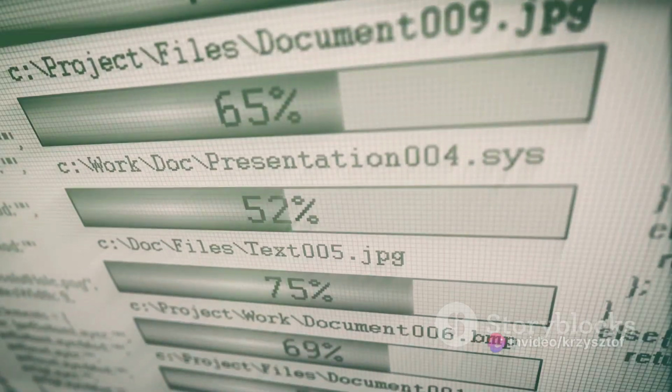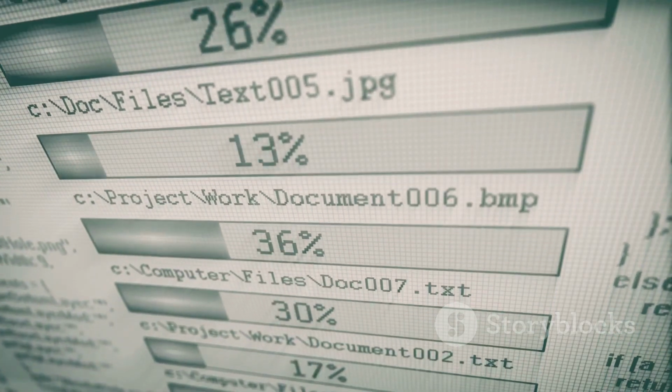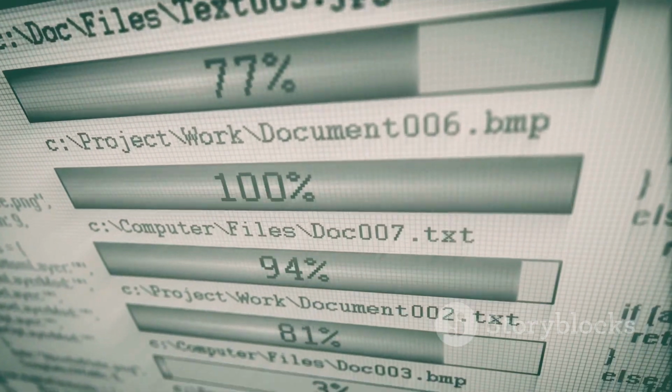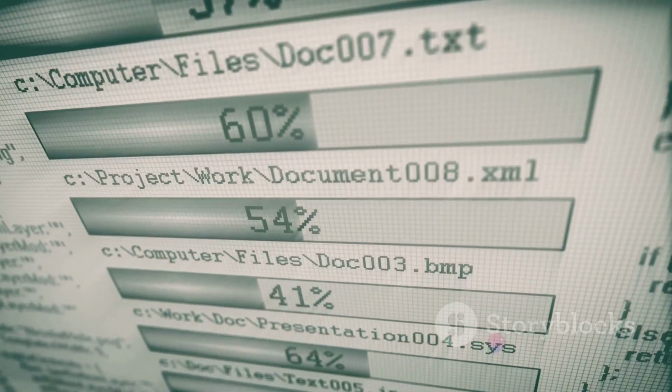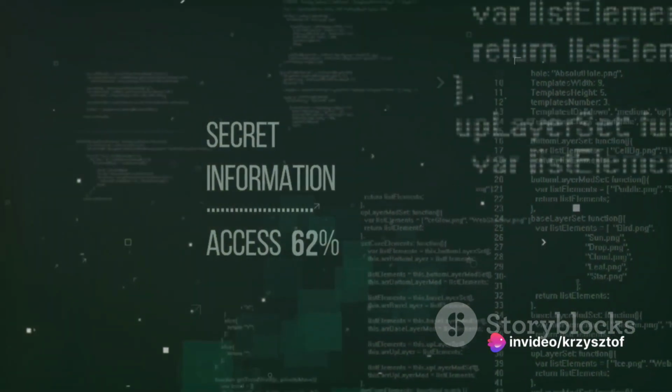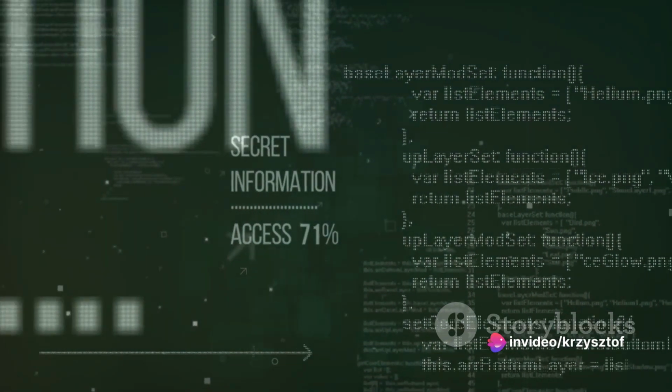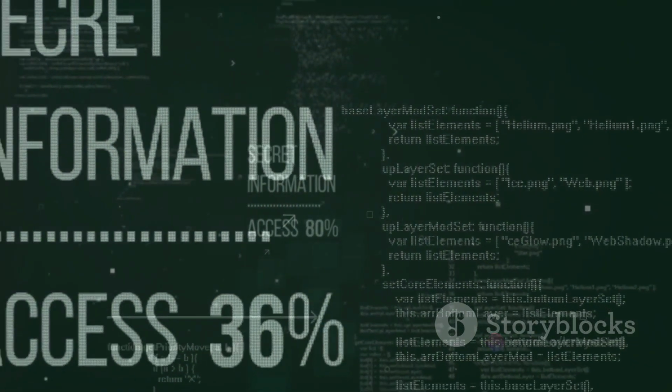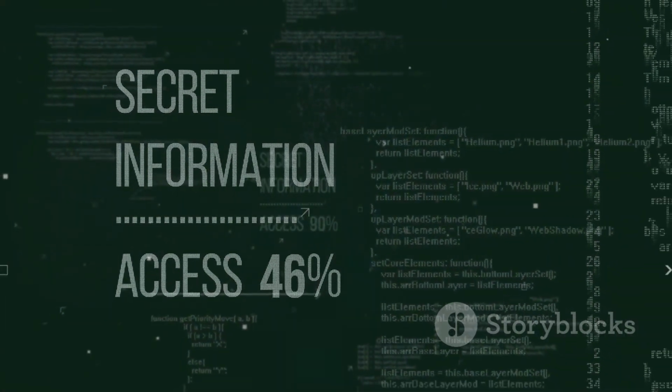So, what exactly is NFS enumeration? At its core, NFS, or Network File System, is a protocol that allows users to access and share files over a network as if they were on their local machine. NFS enumeration, then, is the process of extracting valuable information about these NFS shares.